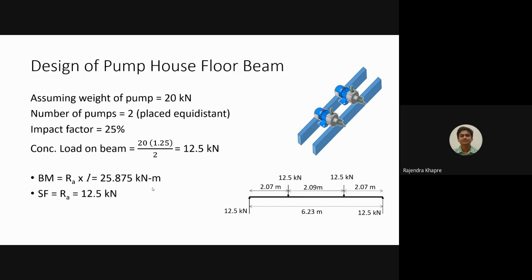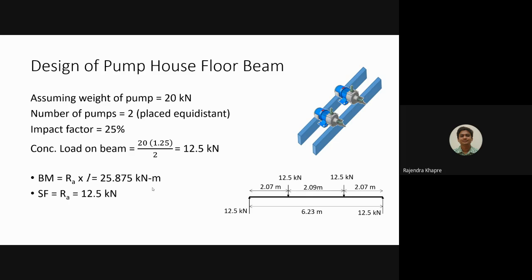So as far as this problem is concerned, let us assume there are 2 pumps which are installed. Okay, so they are installed at equidistance. Okay, you don't place two pumps stuck together at the center. Okay, so there has to be given some spacing. So usually it is equidistance and it is supported or it is resting on both the beams. Okay, it doesn't go on just one beam. Okay, so as you can see in this picture, right?